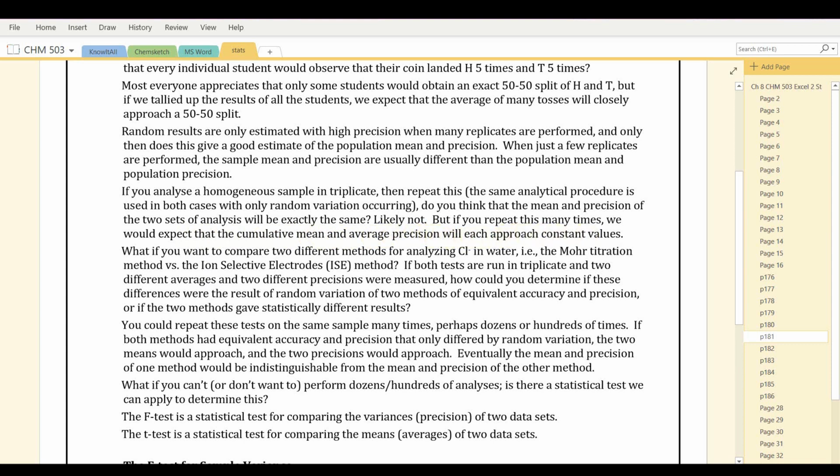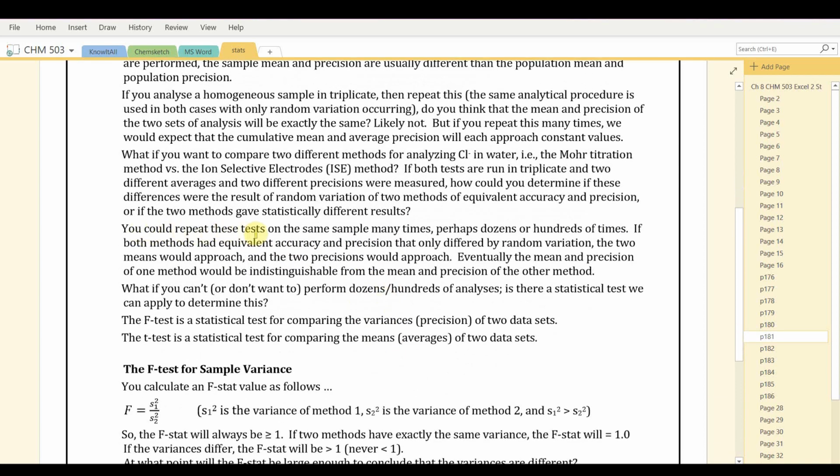What if you want to compare 2 different methods for analyzing chloride in water? You could use the Mohr titration method. You could use the ion selective electrodes method. If both tests were run in triplicate and 2 different averages and 2 different precisions were measured, how could you determine if these differences were the result of random variation of the 2 methods of equivalent accuracy and precision, or if the 2 methods actually gave statistically different results?